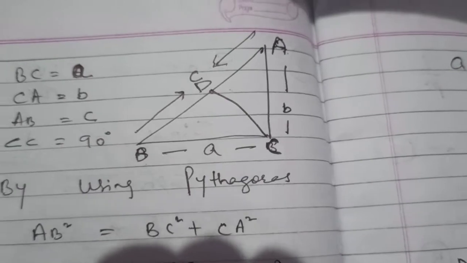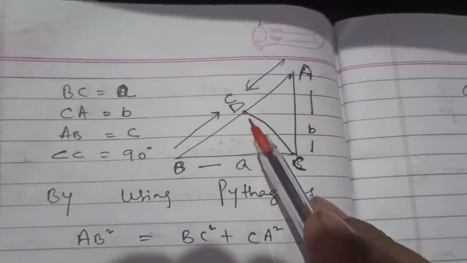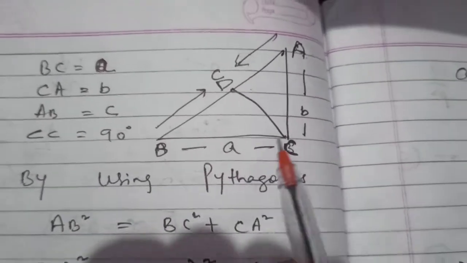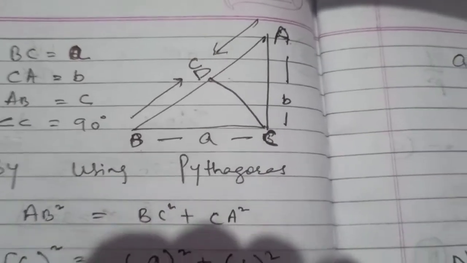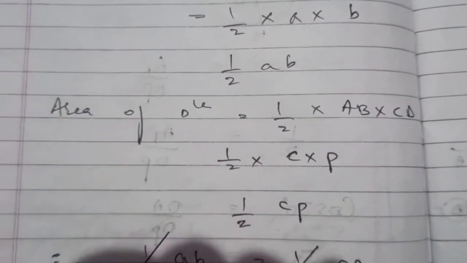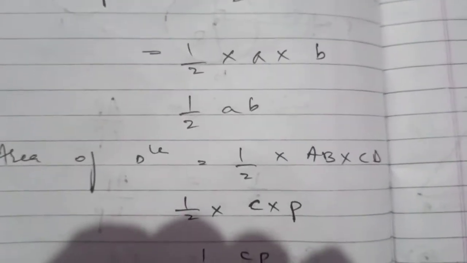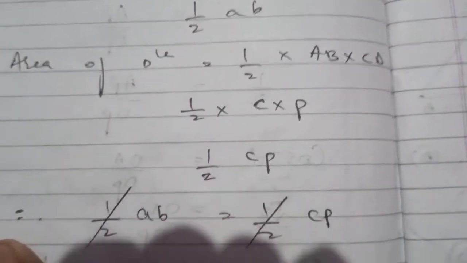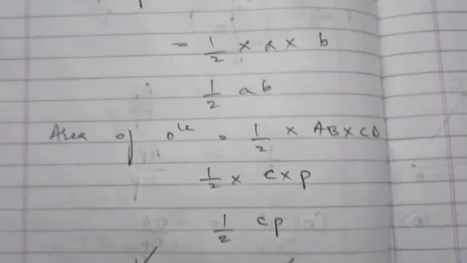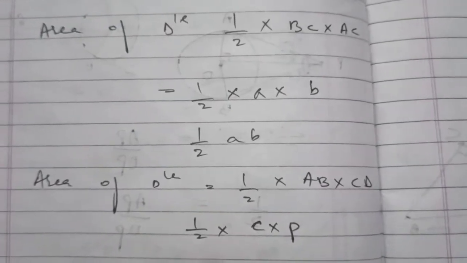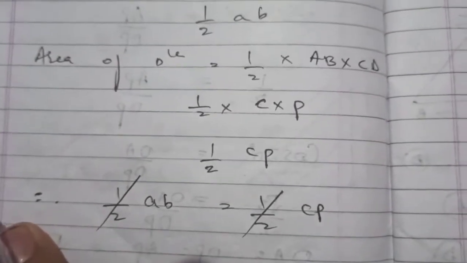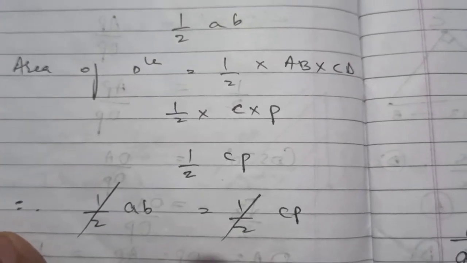From this, the base is AB, and this is the perpendicular, the height CD. So this is AB into CD. We know that AB is C, CD is P. So 1 by 2 CP. Now we have to equate both areas of the triangle. 1 by 2 AB, 1 by 2 CP. 1 by 2 and 1 by 2 get cancelled. AB equal to CP.